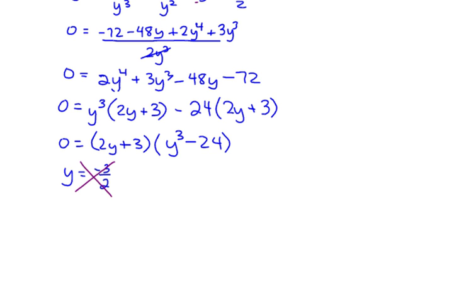Okay, no. So here y cubed minus 24 has to equal 0. So y cubed equals 24. Oh, yeah, I see how that works. Cube root of 24, 8 times 3. So it becomes 2 cubic root 3. Which is approximately, because it says 2 decimal places.